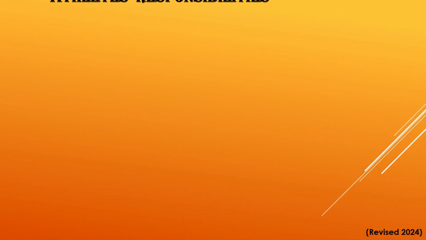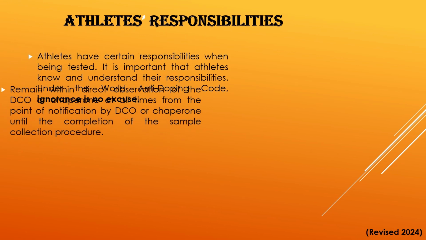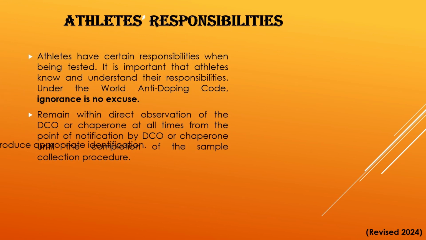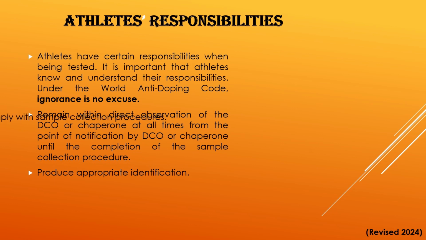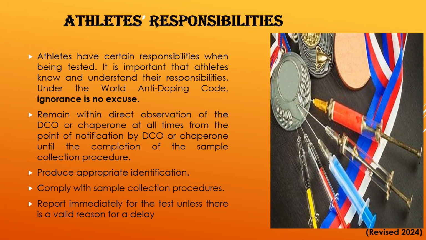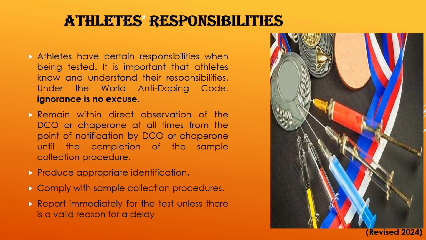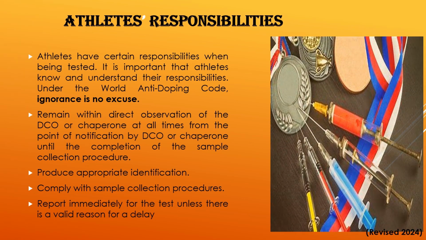Athletes' responsibilities. Athletes have certain responsibilities when being tested. It is important that athletes know and understand their responsibilities. Under the World Anti-Doping Code, ignorance is no excuse. Remain within direct observation of the DCO or chaperone at all times from the point of notification by the DCO or chaperone until the completion of the sample collection procedure. Produce appropriate identification. Comply with sample collection procedures. Report immediately for the test unless there is a valid reason for a delay.